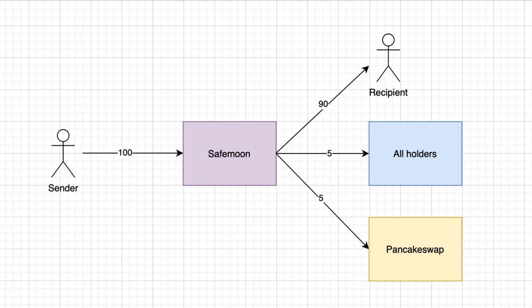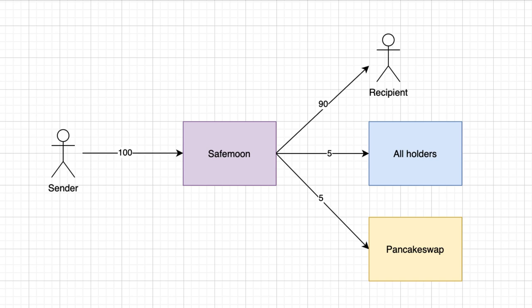But what makes the Safemoon token really special is its transfer fee mechanism. When a sender sends, for example, 100 tokens to a recipient, there will be a 10% fee. This transfer fee is very important because it gives an incentive to keep your Safemoon tokens for a long time, which reduces the selling pressure and supports the price. So for 100 tokens sent, only 90 tokens are received by the recipient.